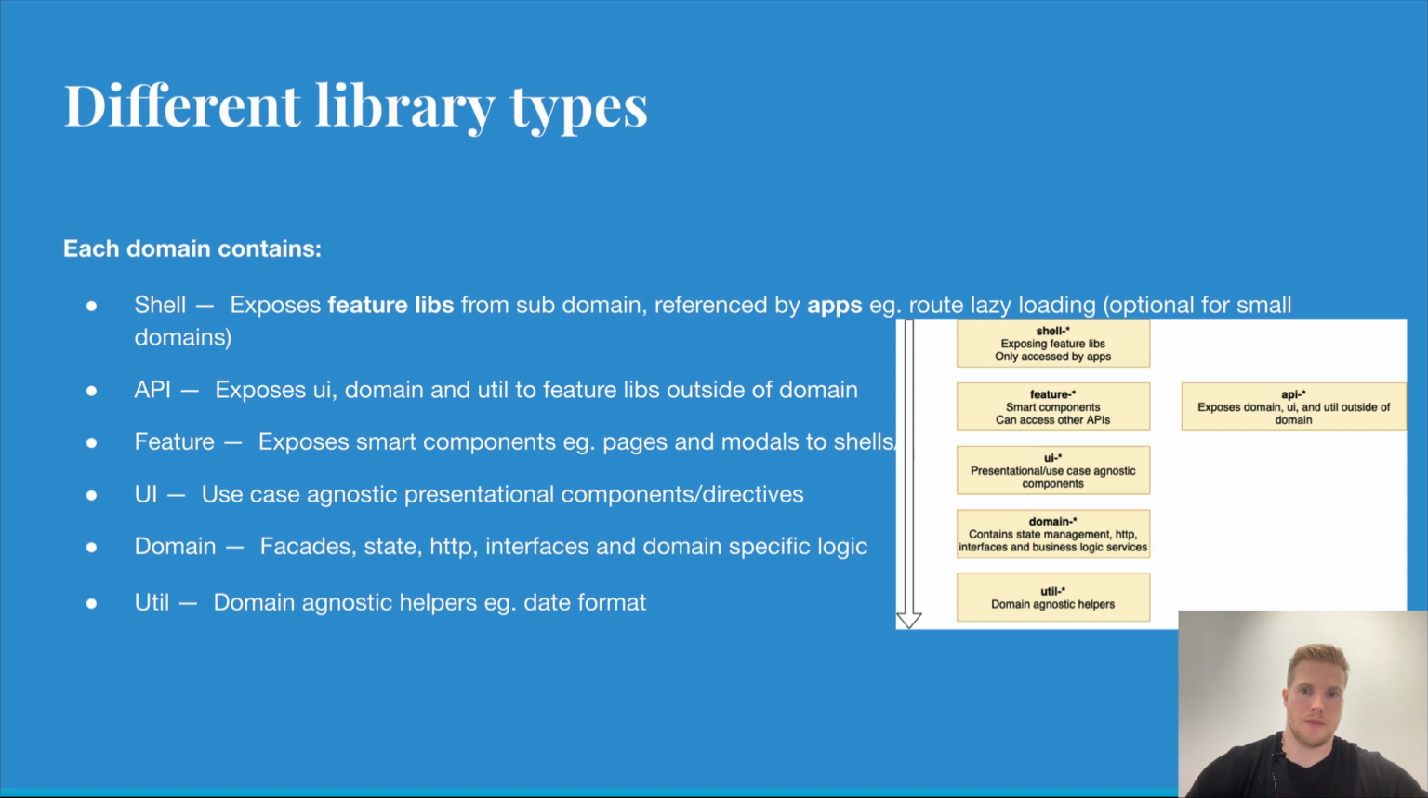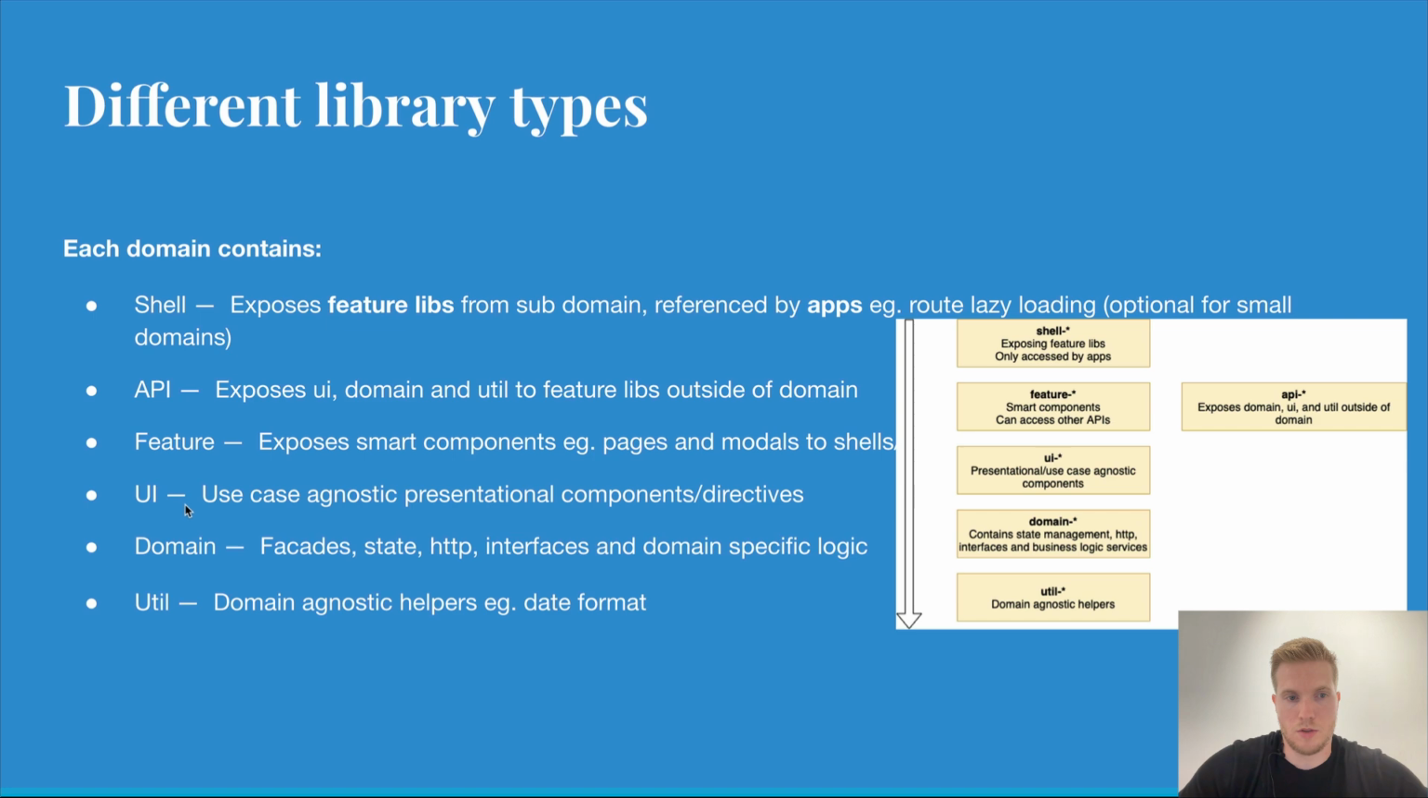So such a layered approach, I define like this, where we have the shells that expose the feature libs from subdomains referenced by apps, like route lazy loading. This is something you would normally have if you have multiple subdomains, and then for each of the feature libraries you would expose them through a shell. Then you have the API that can expose the UI, domain, and util layers of that specific subdomain. You have feature, which contains smart components, which is the pages or the modules.